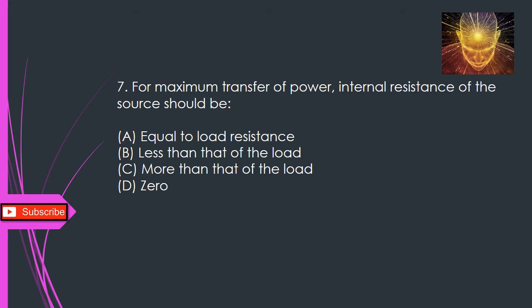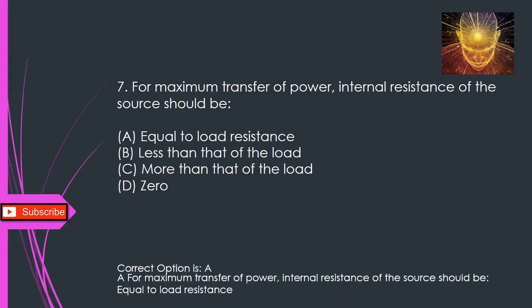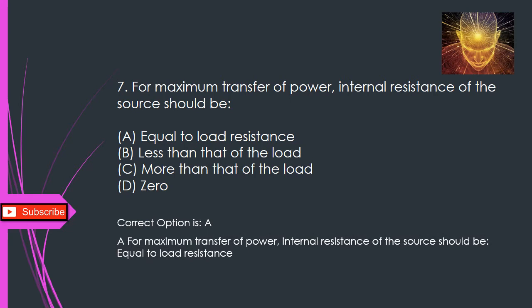For maximum transfer of power, internal resistance of the source should be: A. Equal to load resistance. B. Less than that of the load. C. More than that of the load. D. 0. Correct option is A. For maximum transfer of power, internal resistance of the source should be equal to load resistance.